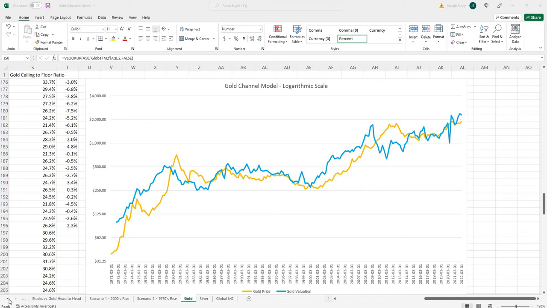Now, in previous models, the best I could do was create a wide ceiling and floor and say, well, gold will trade in this channel. And that was all well and good, but I couldn't really understand how the behavior of gold and the behavior of the silver price worked, and why the price fell from time to time and why it rose. So this is my crowning achievement here.